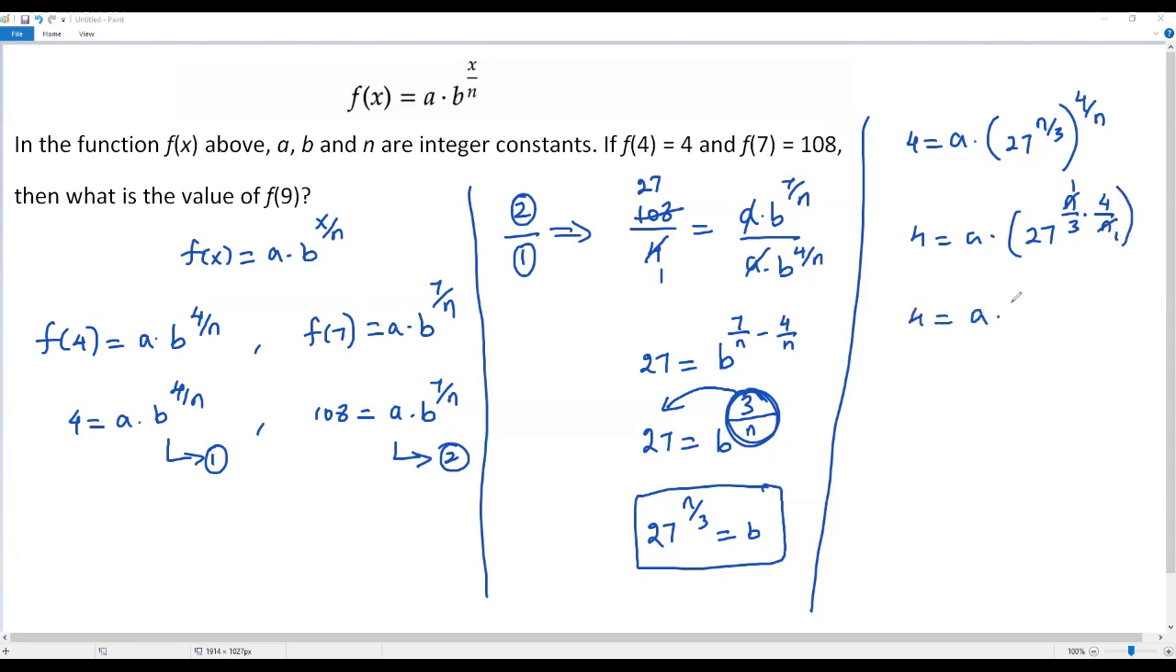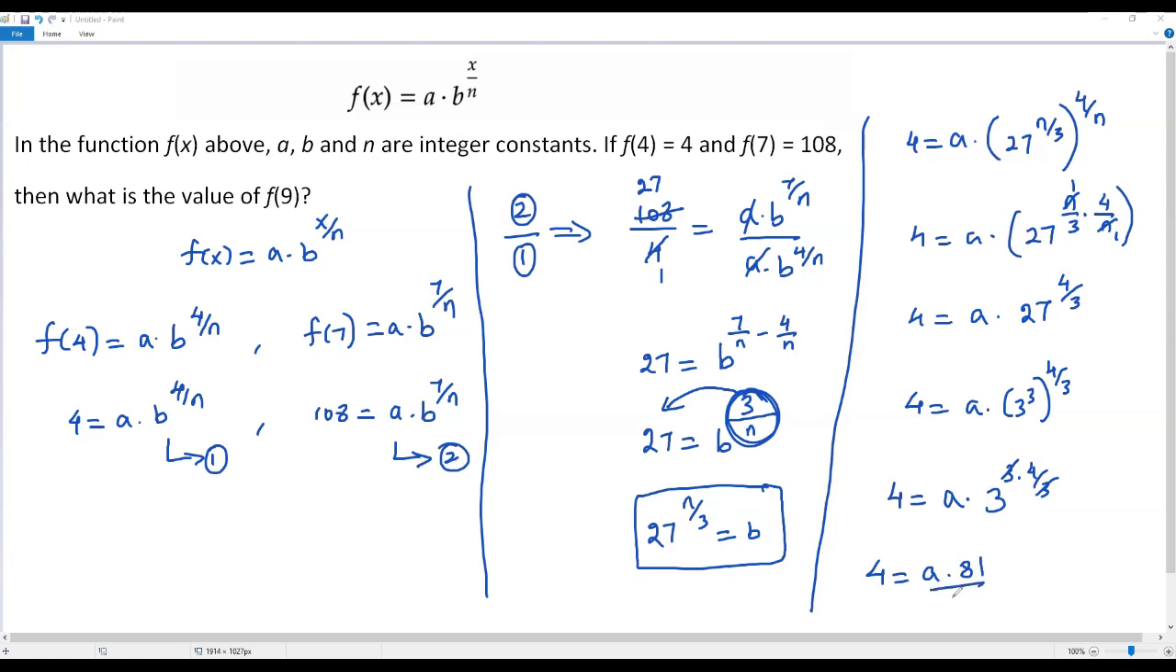4 equals a times 27 to the power of 1 times 4 is 4 and 3 times 1 is 3. Then 4 equals a times, we can write this 27 as 3 to the third power, and we can write this exponent as it is. Then we get 4 equals a times, here again we can use the power of a power rule in exponents, that is we can multiply the two exponents we have here. Then we get 3 to the power of 3 times 4 over 3, then this 3 will cancel out. I am getting 4 equals a times 3 to the 4th power. 3 to the 4th power is 81.